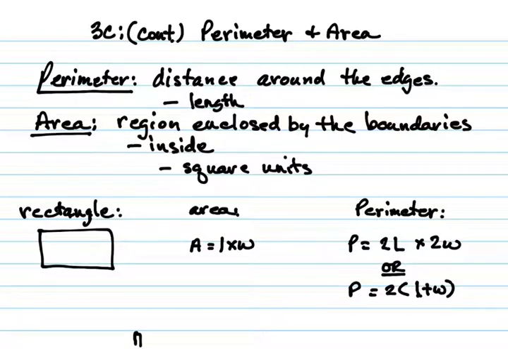The reason you have 2 different formulas for that is sometimes one of these will be the unknown, the length or the width, in which case you want them separate. You don't want them in a bracket because it makes solving the equation a little more difficult.